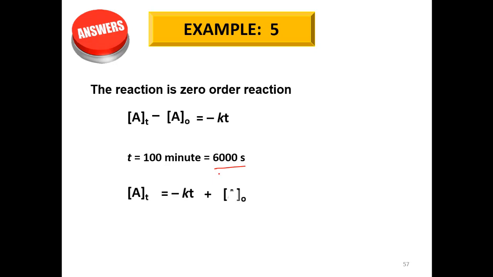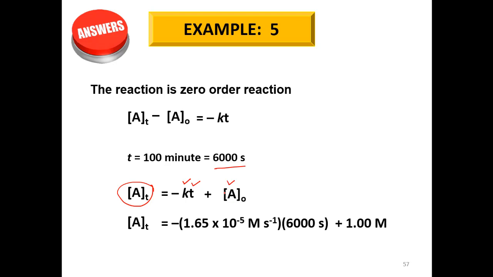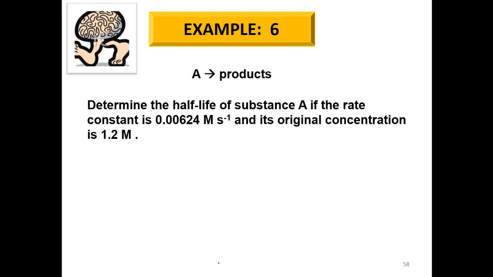Alright. Dan kita nak cari sekarang concentration at time t. Rate constant dah ada, time dah ada, initial concentration dah ada. So kerja kita just substitute the value sahaja. So you should get your concentration at time t tu as 0.901 molar. Alright, let's look at another one.